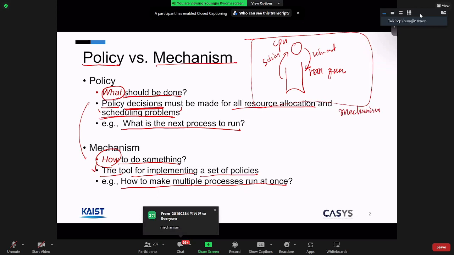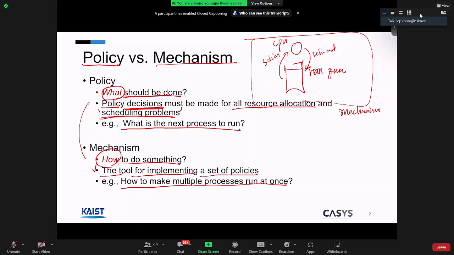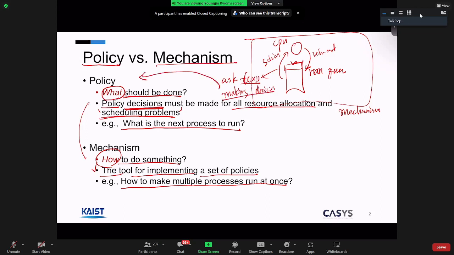Then, what is policy? Policy is that the scheduler asks a function which decides which task in the run queue gets scheduled, making a decision. This is what? Policy. Okay? So the scheduler part is about mechanism.